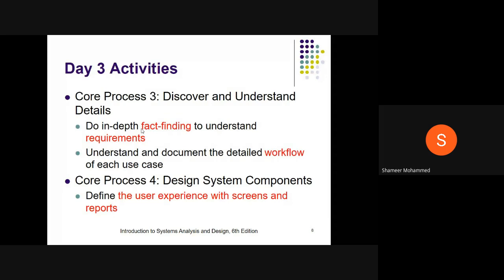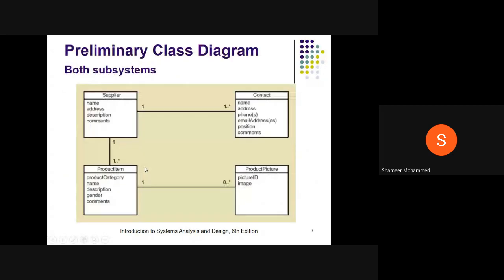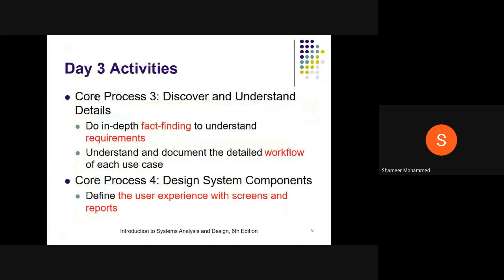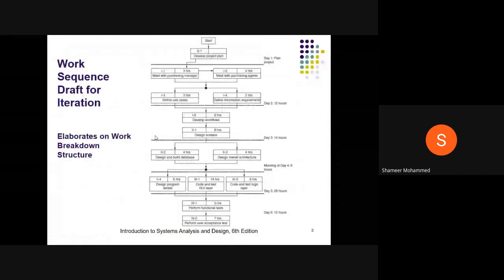So this is the day 3 activity. See, discover and understand the details. Do the investigation. Fact finding means investigation to understand requirements. Then you write the document with the workflow of each use case. This is use case 1. So what are the steps here? What does the supplier or the purchasing agent have to do in order to search the supplier? Those steps you have to write in the workflow. That is in day 3. Develop workflows.